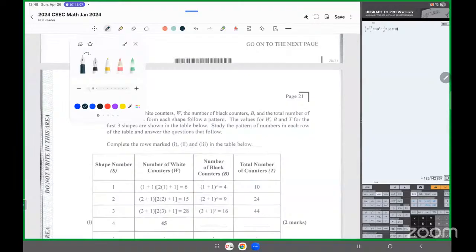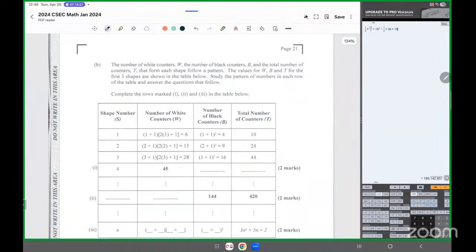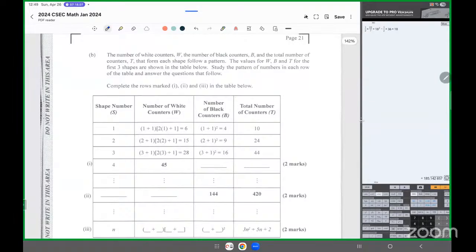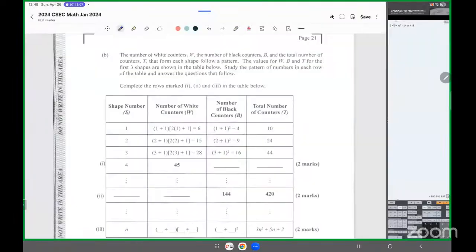And the beauty about this is that a lot of the time you can do the work without the pattern. You can do the calculation on the table without the pattern. You can write the table on its own. You don't need the pattern to help you. It says the number of white counters W, black counters B, and the total counters T that form each shape follow a pattern. The values of W, B, and T for the first 3 shapes are shown in the table below. Study the pattern of numbers for each row in the table and answer the questions that follow.